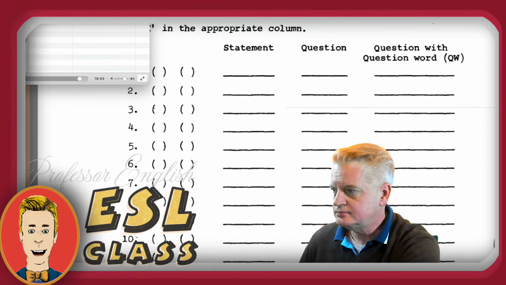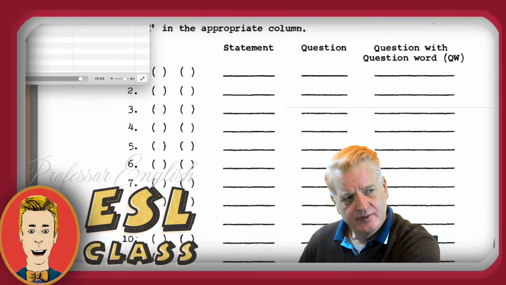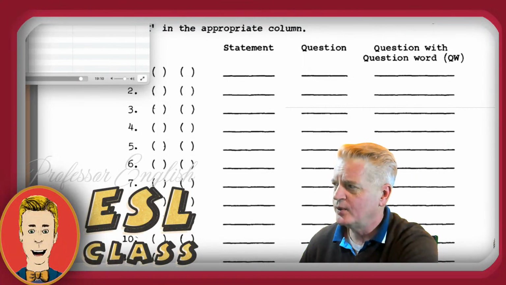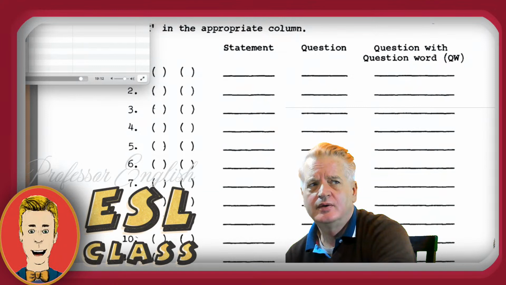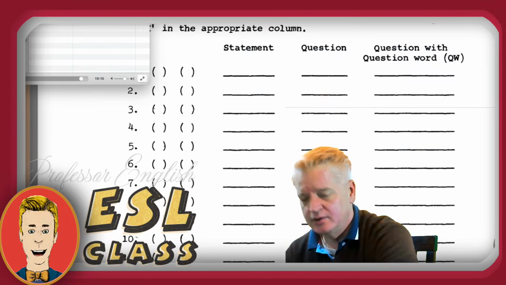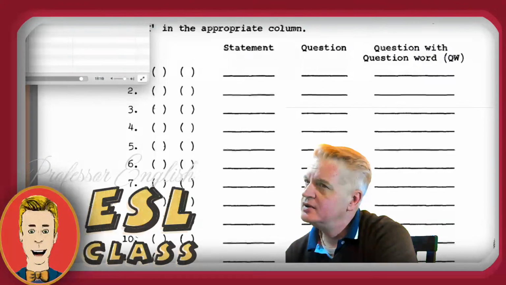5. Ist sie hier? That's a question. Ist sie hier? 6. Nein, sie ist dort. That's a statement. Nein, sie ist dort. 7. Wo sind die Zigaretten? That sounds like a question. Wo sind die Zigaretten? 8. That was a question with a question word. Das Restaurant ist dort drüben. That's a statement. Das Restaurant ist dort drüben.